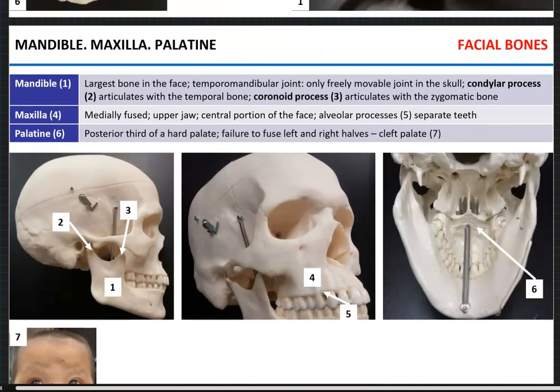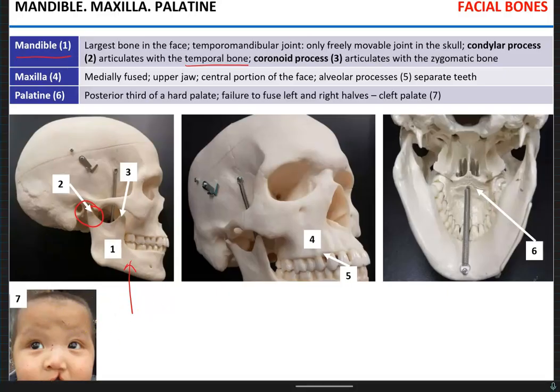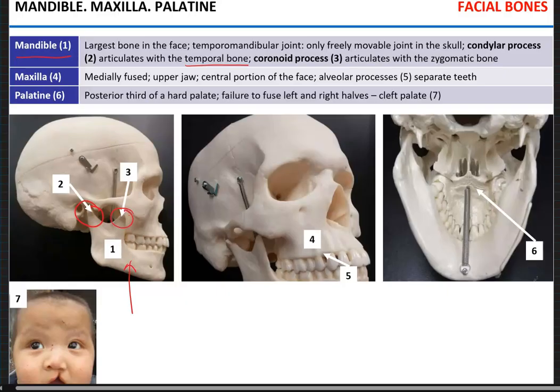Now we're going to switch to facial bones. The only movable bone in your skull and the largest bone in the face is the mandible, or the lower jaw. Okay, so its condylar process, on the number 2, articulates with the condylar fossa within the temporal bone, while coronoid process, and the coronoid process here articulates with the zygomatic bone.